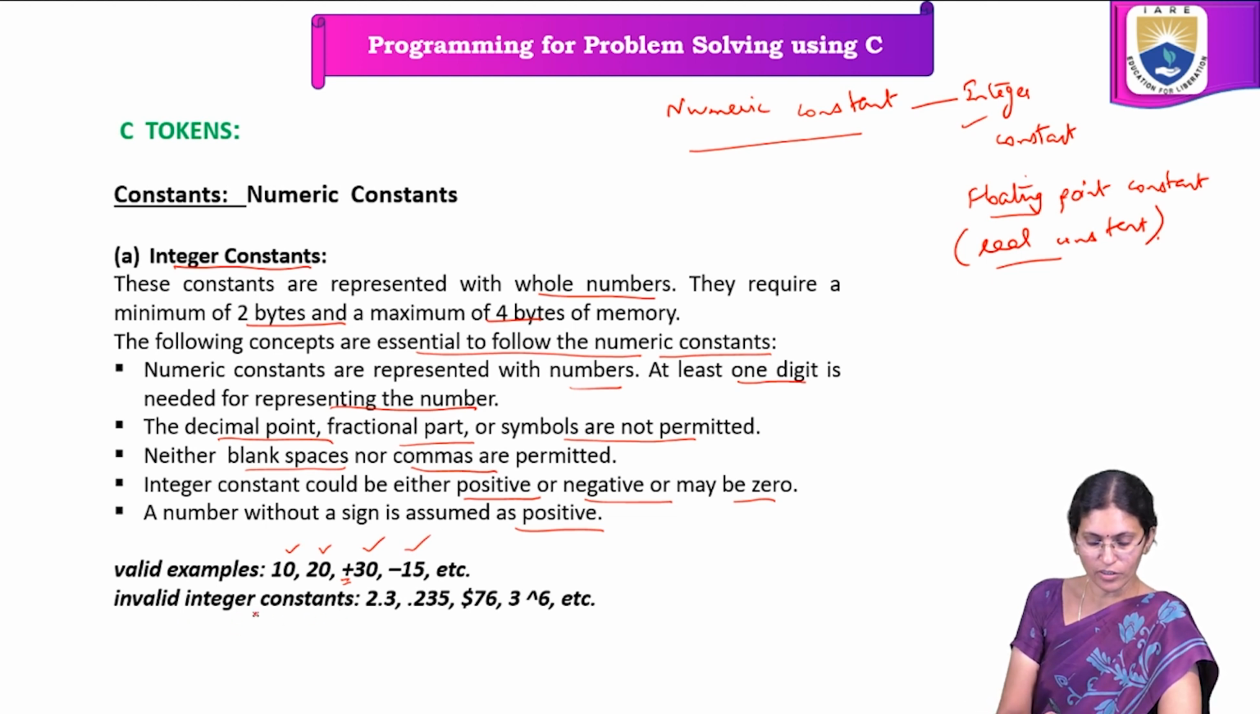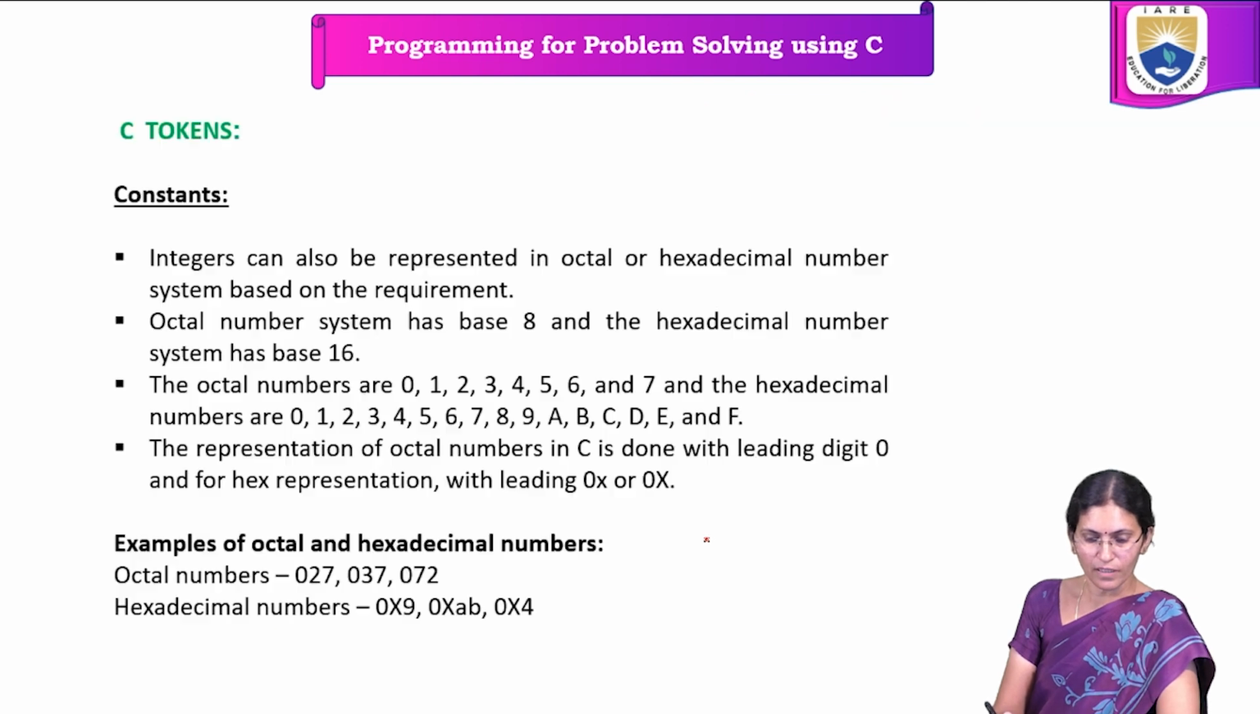The invalid integer constants are, as you can see here, a decimal point and fractional part, which are not allowed. This is an invalid constant, and special symbols are also not allowed. Therefore these two are invalid examples of integer constants.